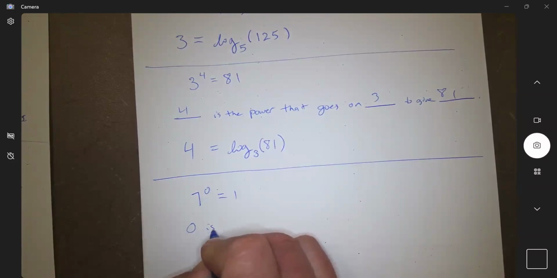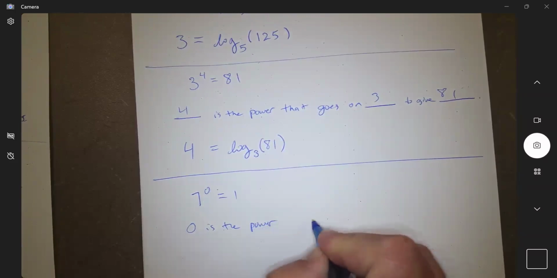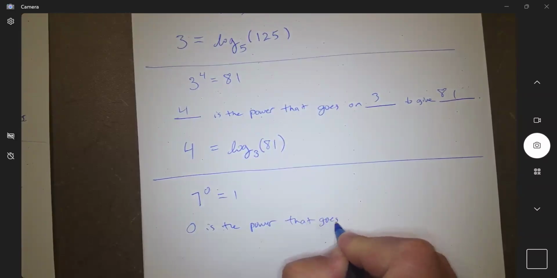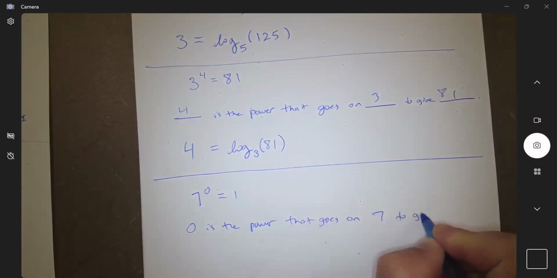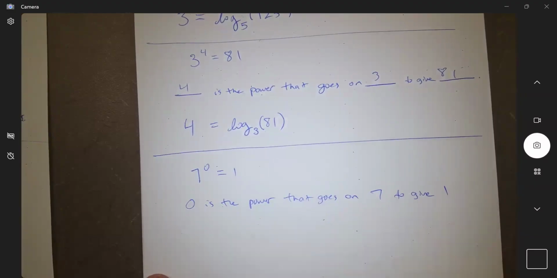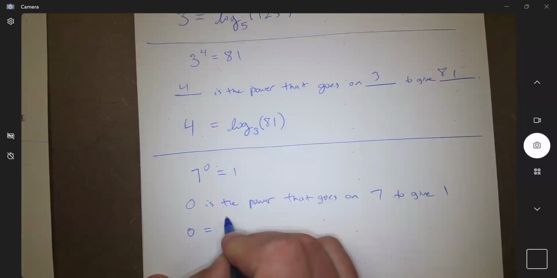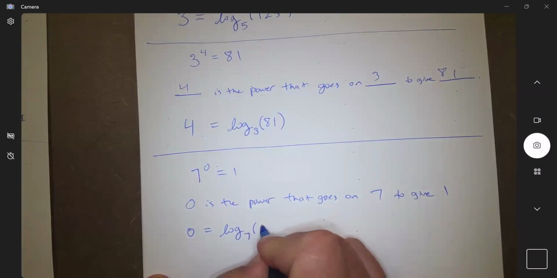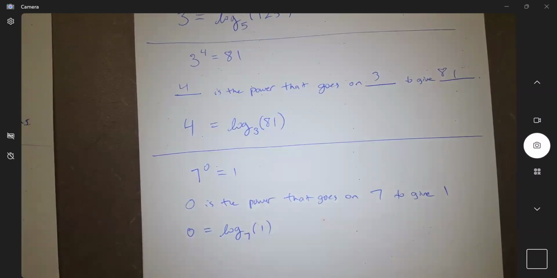So 0 is the power that goes on 7 to give 1. And if I can write it that way, then I can match it to my logarithm equation. 0 equals, I write log for the power, that goes on 7 to give 1. If you're tasked with converting from an exponential to a logarithm, and you've practiced this verbal representation, you can do any of them, no matter how complicated.